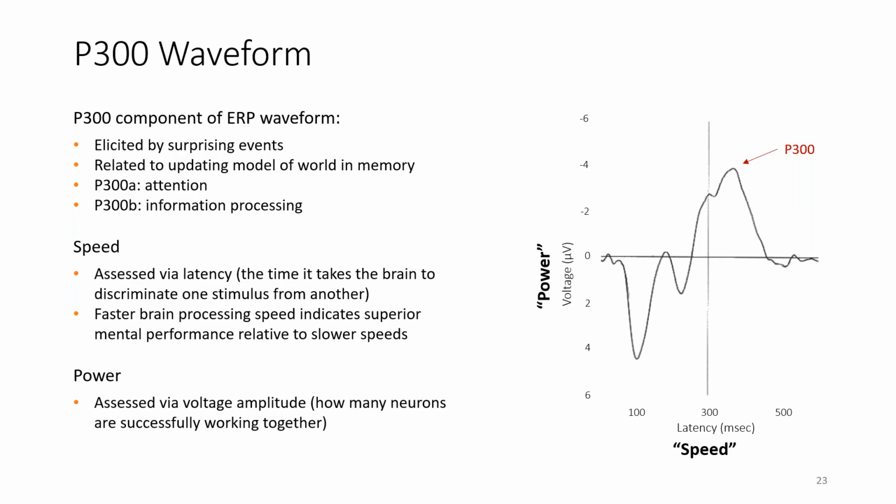So the speed is latency, the amplitude is power, and those are the types of measures you're interested in looking at, because people with cognitive impairment may produce next to no amplitude at all.